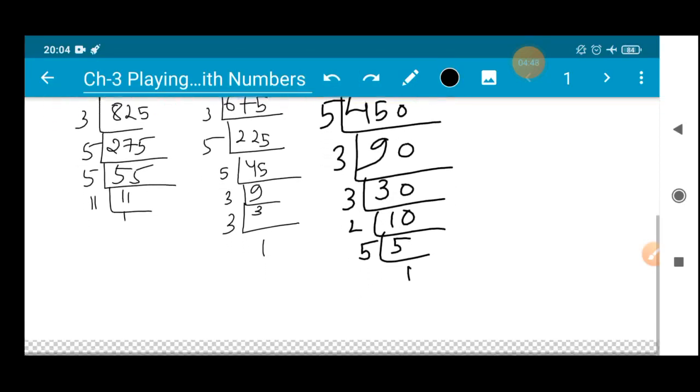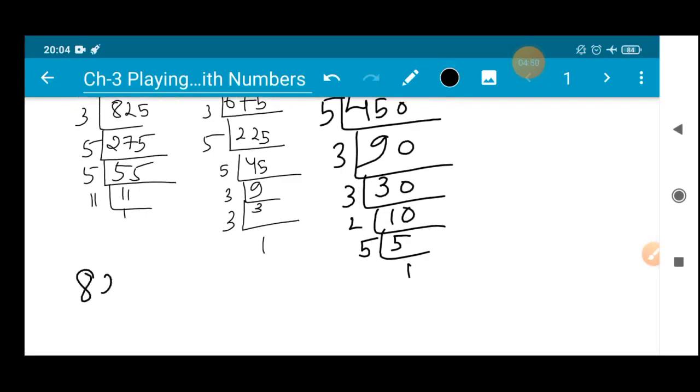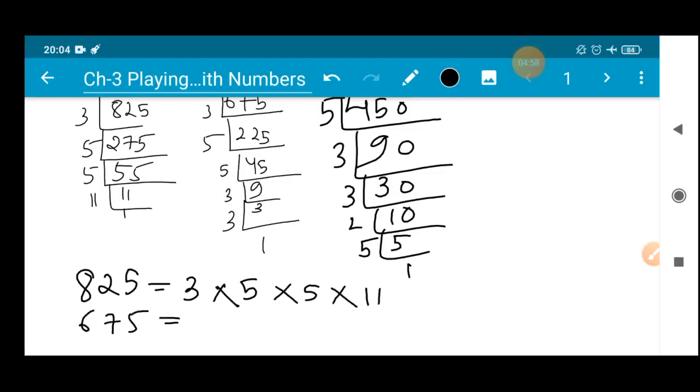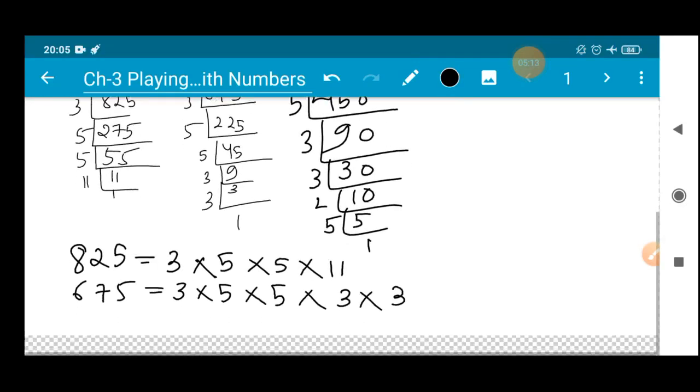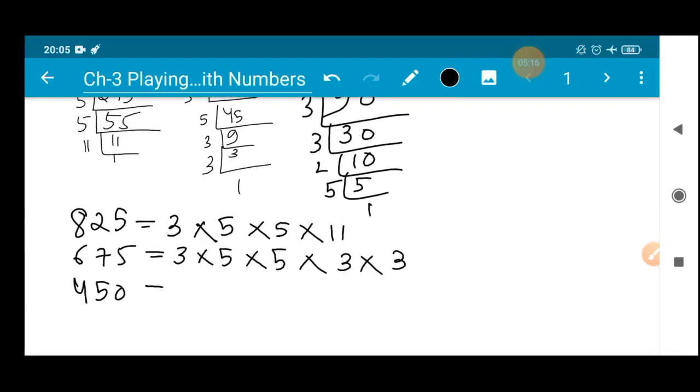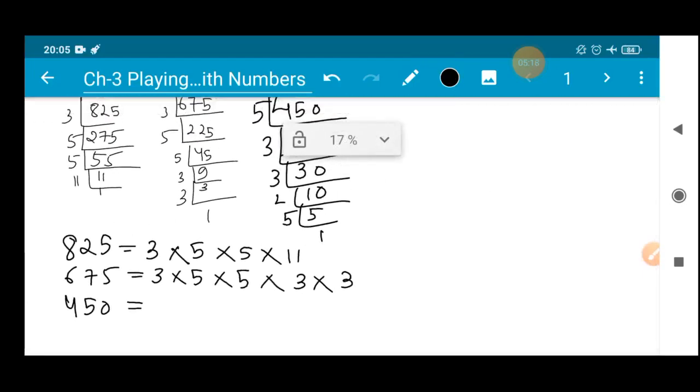So what are the factors of 825? The factors of 825 are 3 into 5 into 5 into 11. What are the factors of 675? The factors of 675 are 3 into 5 into 5 into 3 into 3. Yes. Next is for 450. For 450 you have 5 into 3 into 3 into 2 into 5.